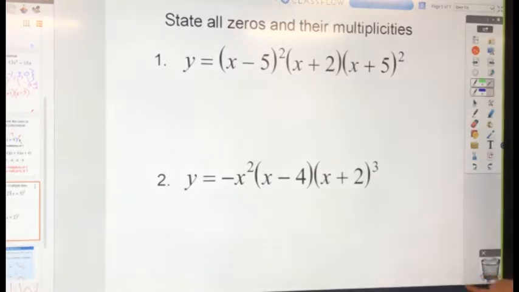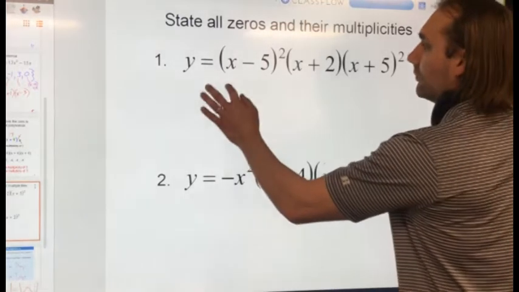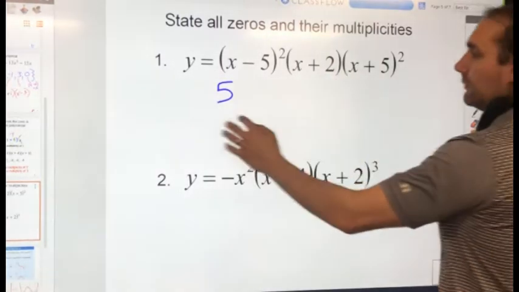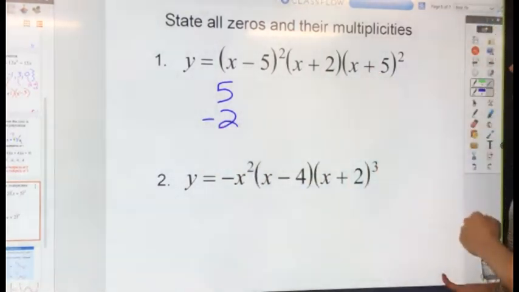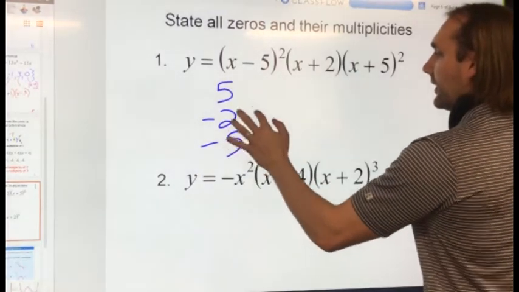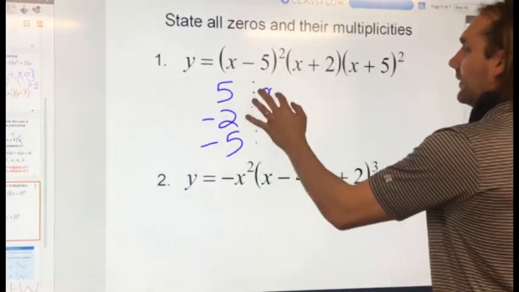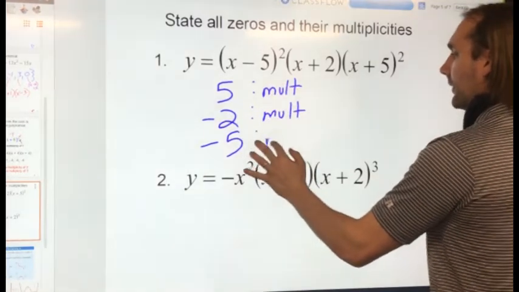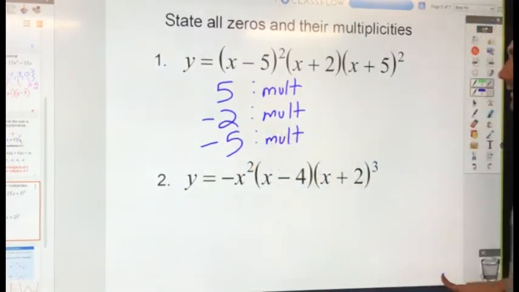So, number 1. First, let's identify what our zeros are. So x minus 5, what's that 0? 5. X plus 2, what would make this 0? Negative 2. And x plus 5, what would make that 0? Negative 5. So now that I have my 3 zeros, I need to decide how many times do those zeros show up. So I'm going to call that my multiplicity.